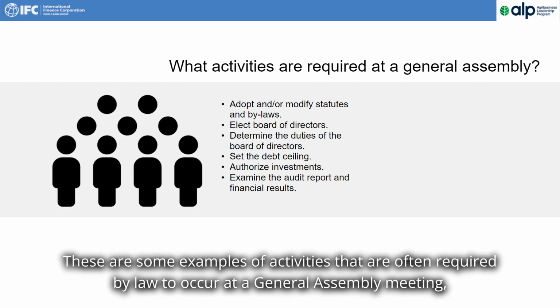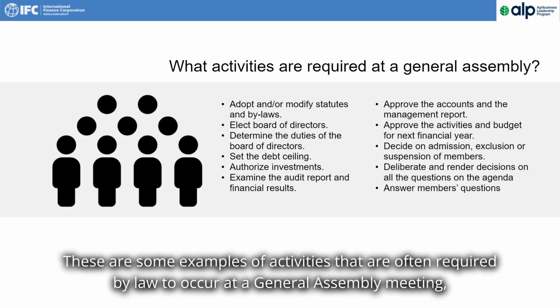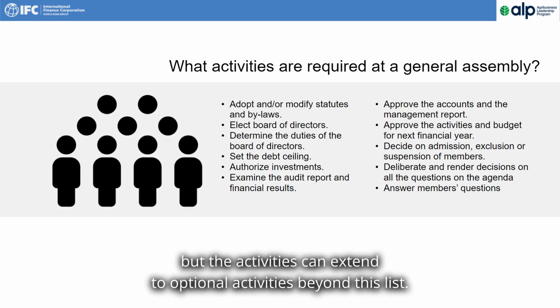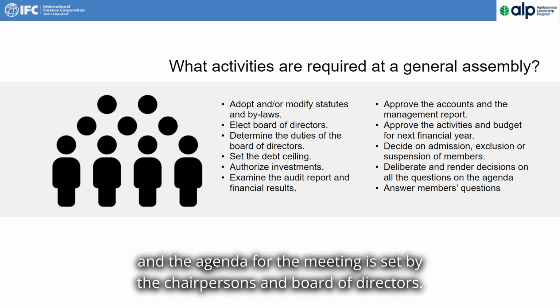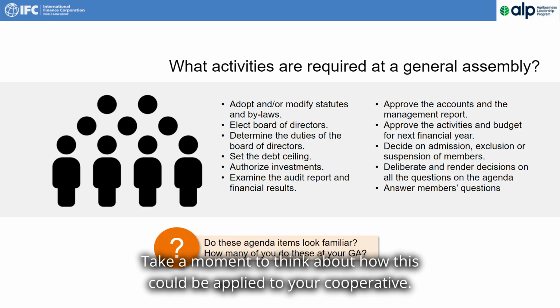These are some examples of activities that are often required by law to occur at a General Assembly meeting, but the activities can extend to optional activities beyond this list. The meeting is usually run by the chairperson or vice chairperson, and the agenda for the meeting is set by the chairpersons and board of directors. Take a moment to think about how this could be applied to your cooperative.